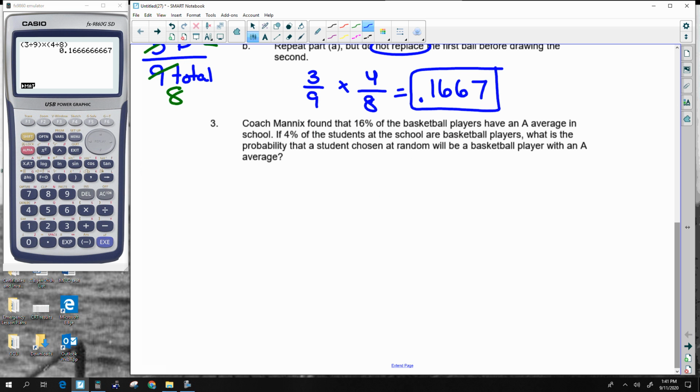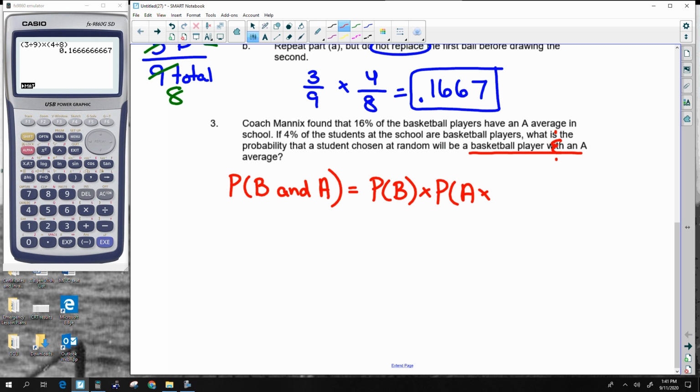Coach Mannix again. Here we go. The bottom line is, what is the probability of a basketball player and an A? So probability of a basketball player and an A. And so this will be found one of 2 different ways. It's the probability of B times the probability of A given B, or it's going to be the probability of A times the probability of B. It's going to be one of those two.